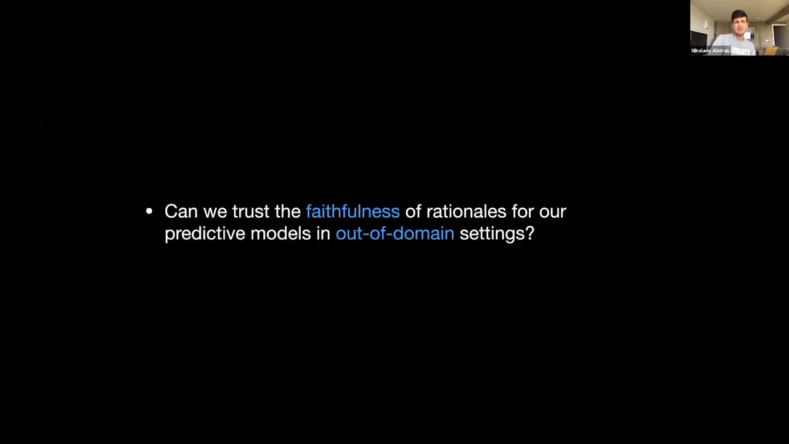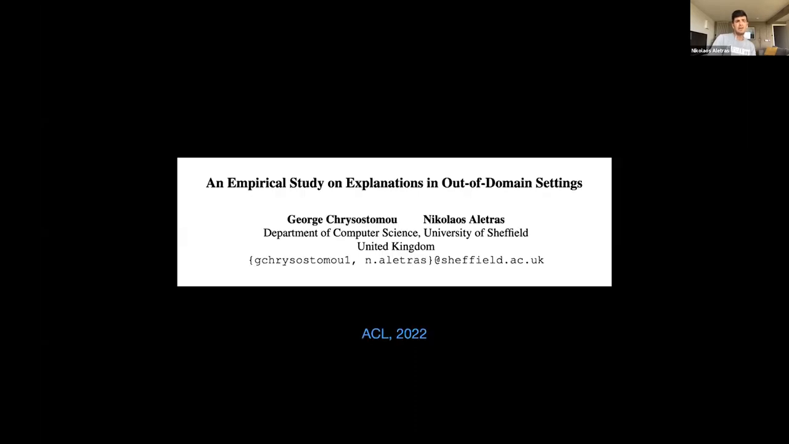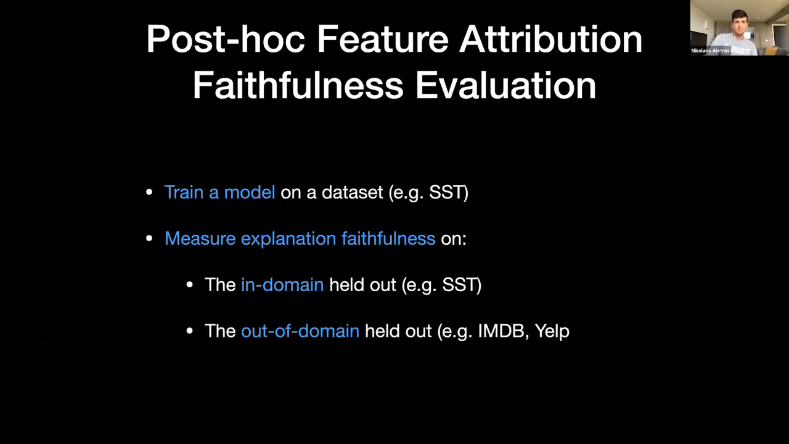The idea here is, can we trust the faithfulness of rationales for predictive models in out of domain settings? The short answer is no, and we show that in a paper that George presented in ADSAI last month. The idea here is very simple. We try to see what is the faithfulness of post-hoc explanation methods and also the performance of select and predict models when we train a model on a data set in domain, and we measure the quality of explanations out of domain.